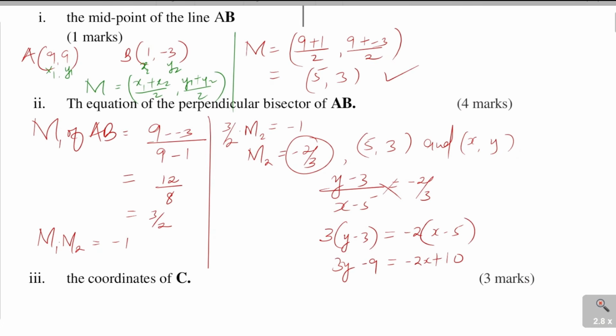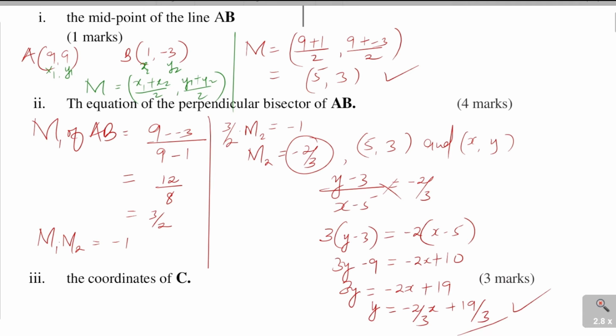So this gives 3y = -2x + 19, and this will give y = -2/3 x + 19/3, dividing everything by 3. So that will be the equation of the perpendicular bisector of AB.